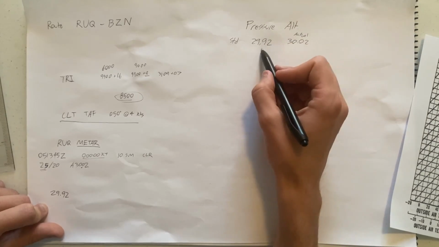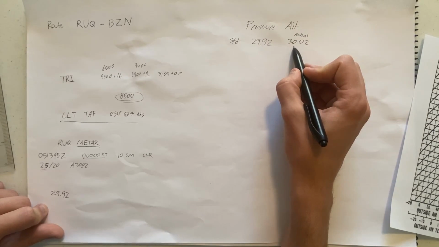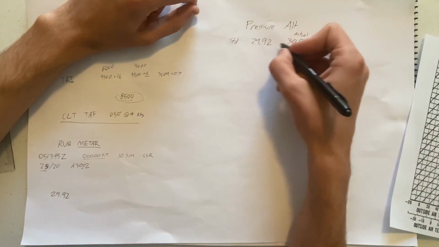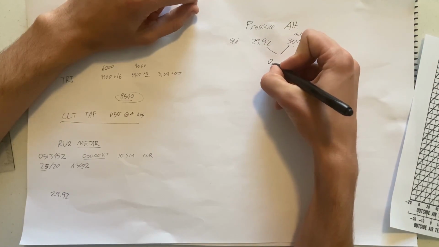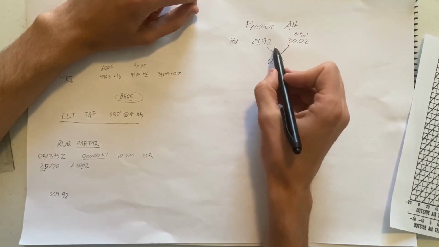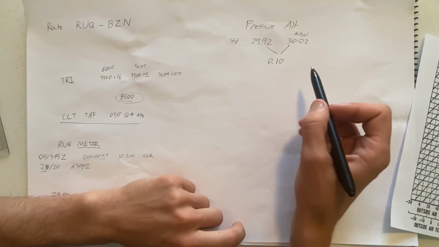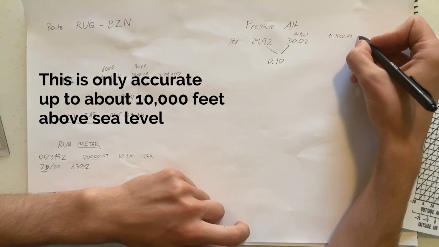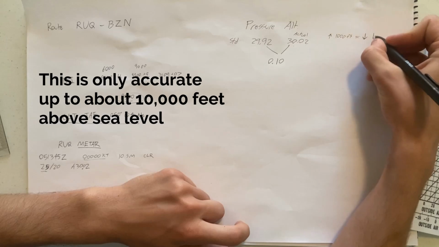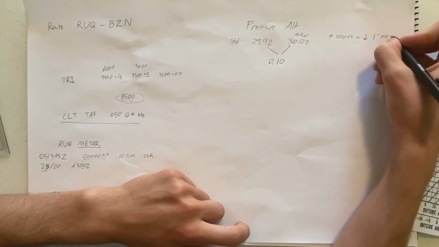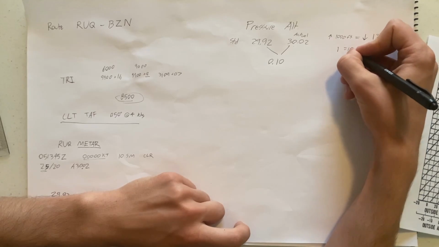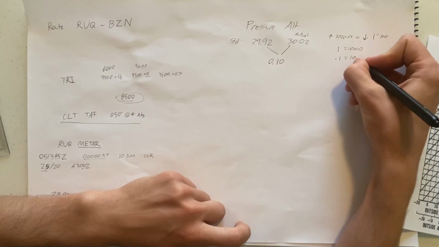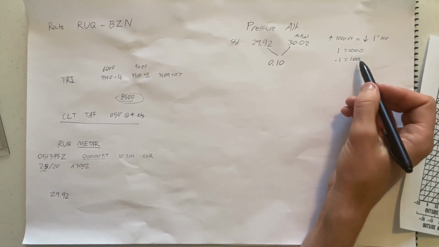The difference between these is a very important number for us. So 30.02 minus 29.92, just subtract the smaller one from the bigger one. That's going to give us 0.10. See, the difference here is 0.10. If you recall, standard pressure loss with altitude, for every 1,000 feet we climb, we're going to have a decrease of 1 inch of mercury per 1,000 feet. So if 1 is equal to 1,000, 0.1 is going to be equal to 100. See that? So we have 100 feet difference.